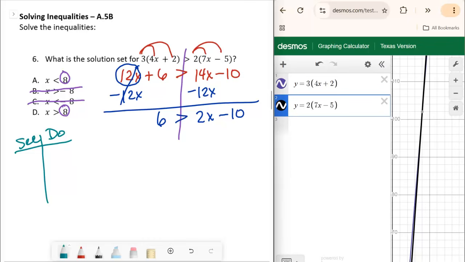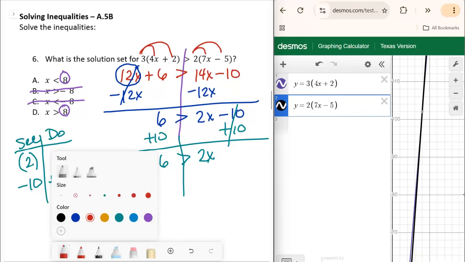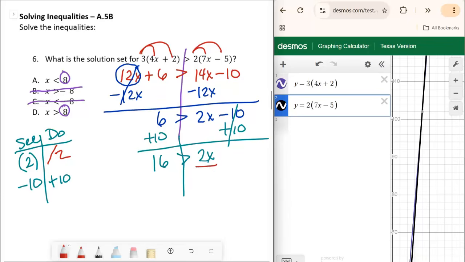What do you see happening with the x? The x is multiplying by 2. And they subtracted 10. So I'm going to add 10 to both sides first. That gives me a positive 16. Bring down the sign. 2x. Then we divide both sides by 2. X. Bring down the sign.